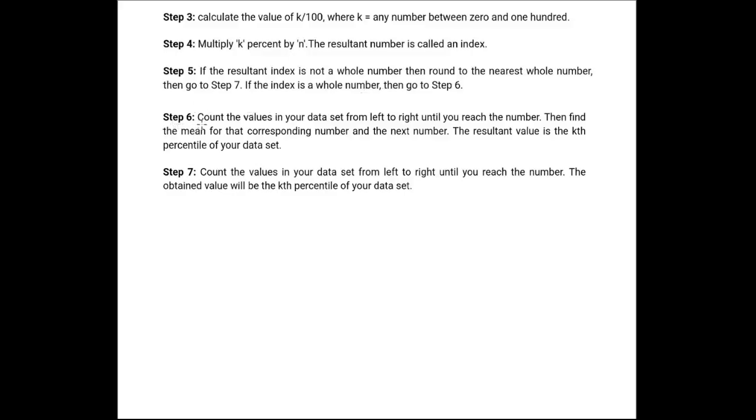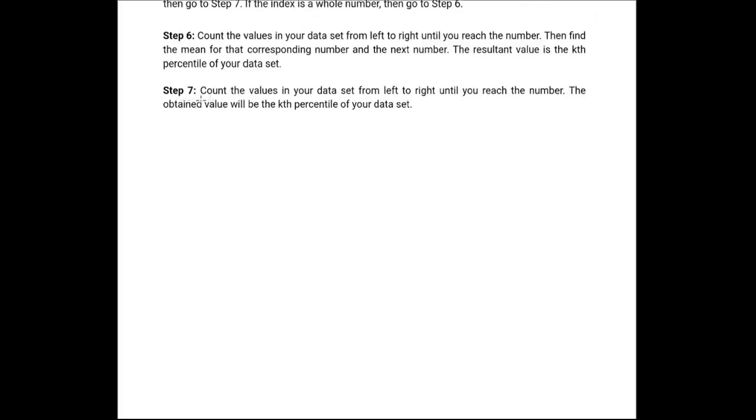Step 6 is for when the resultant index is a whole number. We have to count the values in our data set from left to right until we reach that number. Then find the mean of that corresponding number and the next number. The resultant value is the kth percentile of your dataset. Step 7. When the resultant index is not a whole number, then count the values in your dataset from left to right until you reach the number. The obtained value will be the kth percentile in your dataset.